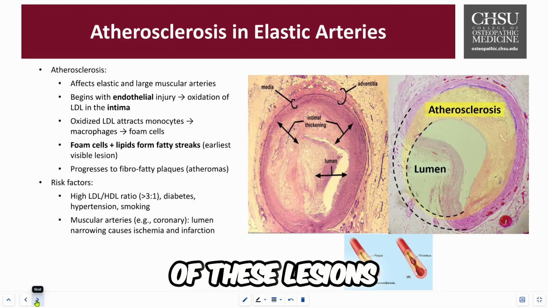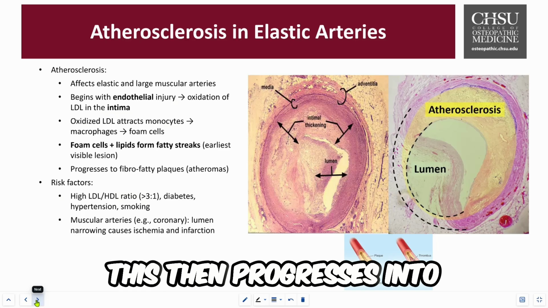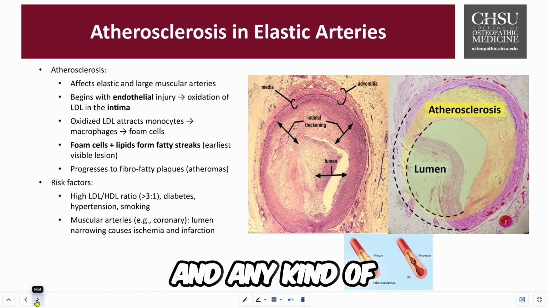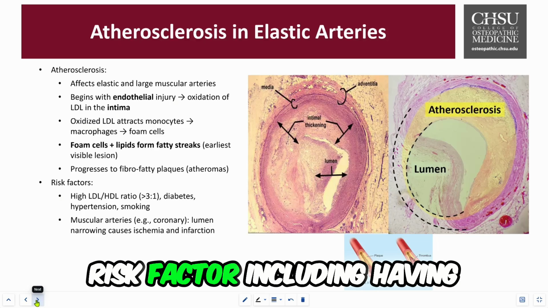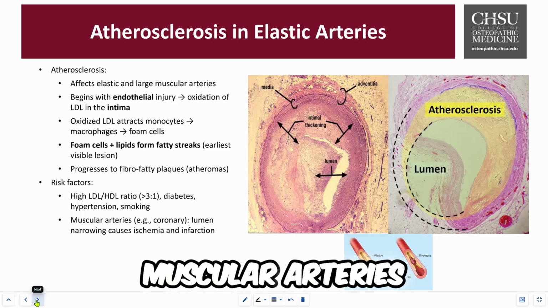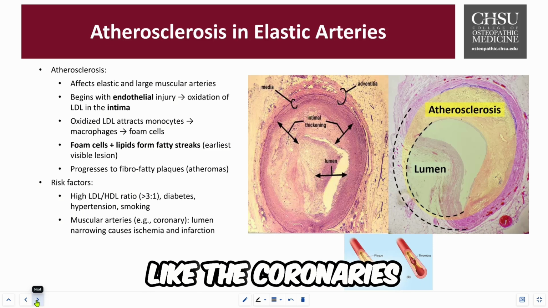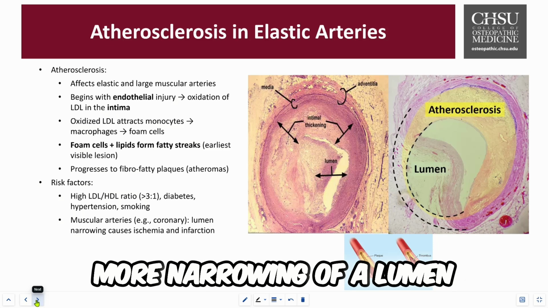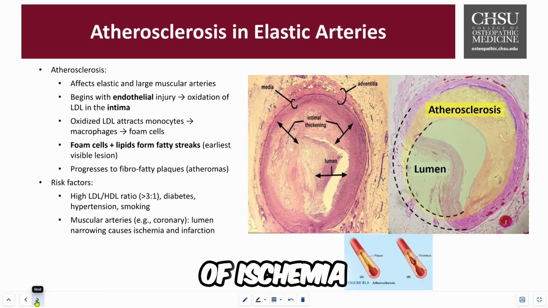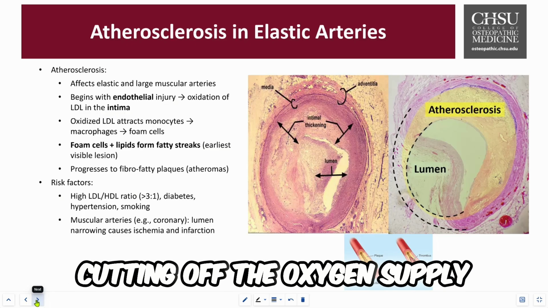These foam cells, along with the lipid, form fatty streaks, which are the early signs of these lesions. This then progresses into a fatty plaque known as the atheroma, and any kind of risk factor, including having a high LDL to HDL ratio, diabetes, being overweight, hypertension, can lead to muscular arteries, like the coronaries, having more narrowing of the lumen. And this causes chances of ischemia, cutting off the oxygen supply, and infarction.